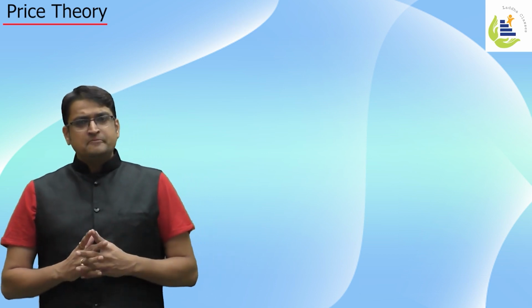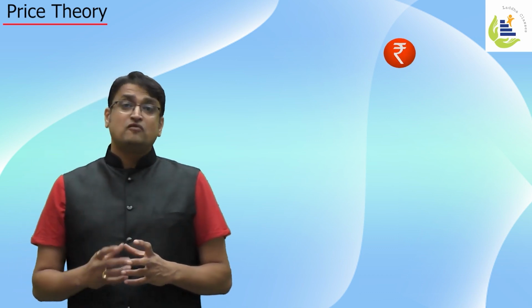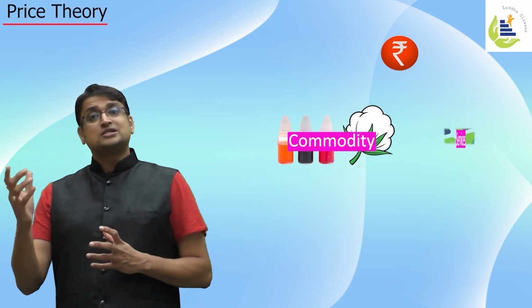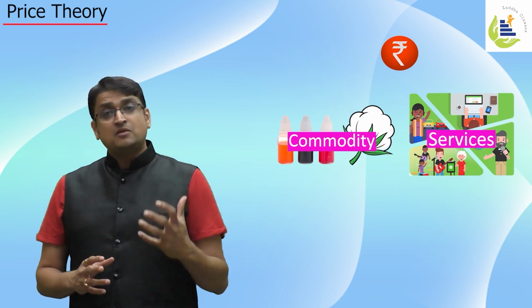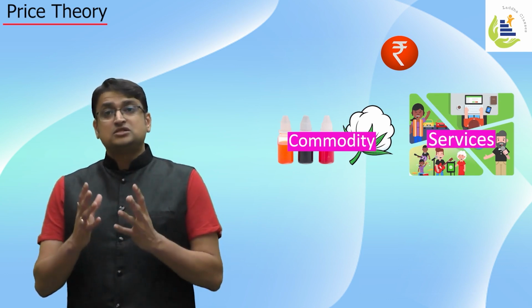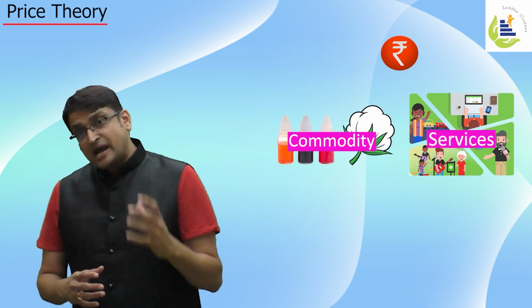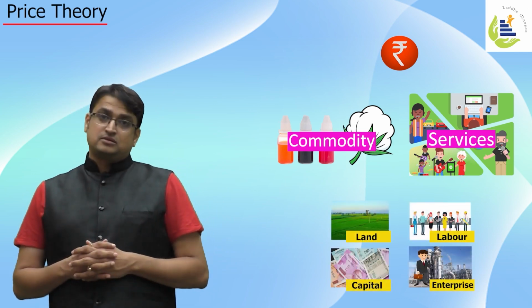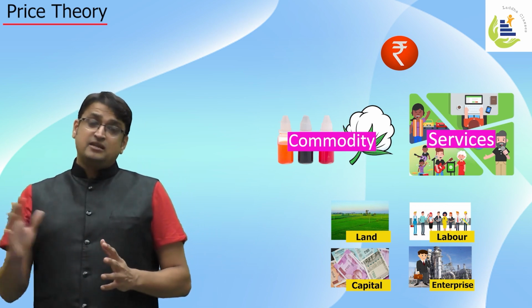Yet another feature of microeconomics is that it is also known as price theory. What is price theory? Well, a theory, a concept which helps us determine the price of a specific good or commodity or services. So, microeconomics helps us determine the prices of different goods and services. Also, it helps us determine the prices of factors of production. Hence, microeconomics is known as price theory.